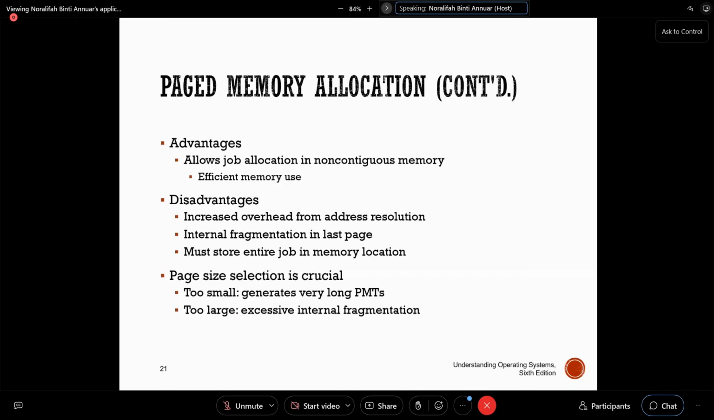Page size selection is crucial. If it's too small, it generates a very long PMT. If it's too large, excessive internal fragmentation. Ni yang you akan buktikan dalam your assignment and project. You will see the differences. Kalau it's the number of jobs, it's easier for you to predict. Okay, page size 100 is the best number to go.